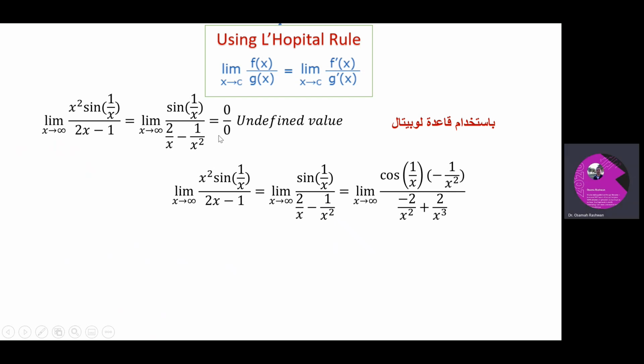Now I have to differentiate the numerator separately and the denominator separately also. The derivative of sine is cosine for the same angle. The derivative of the angle, 1 over x, is minus 1 over x squared. The derivative of 2 over x is minus 2 over x squared. The derivative of minus 1 over x squared is minus 2 over x cubed, and minus minus will be plus. Good. Now if I substitute infinity, I have cosine 0 times minus 1 over infinity, which is 0.